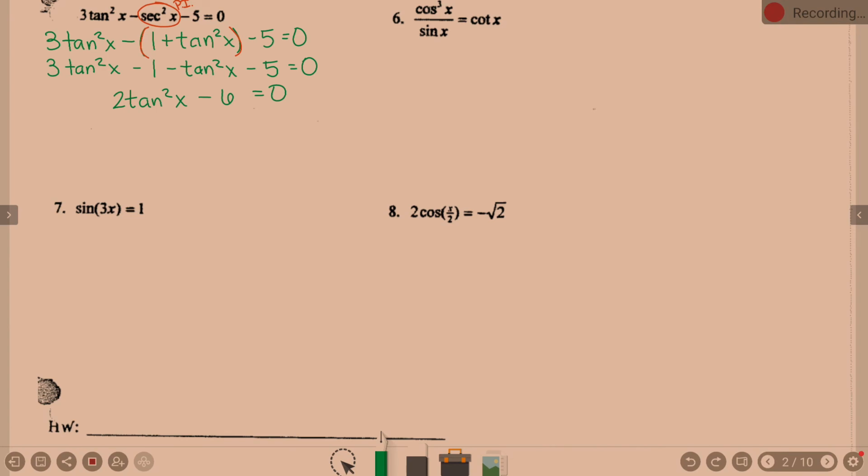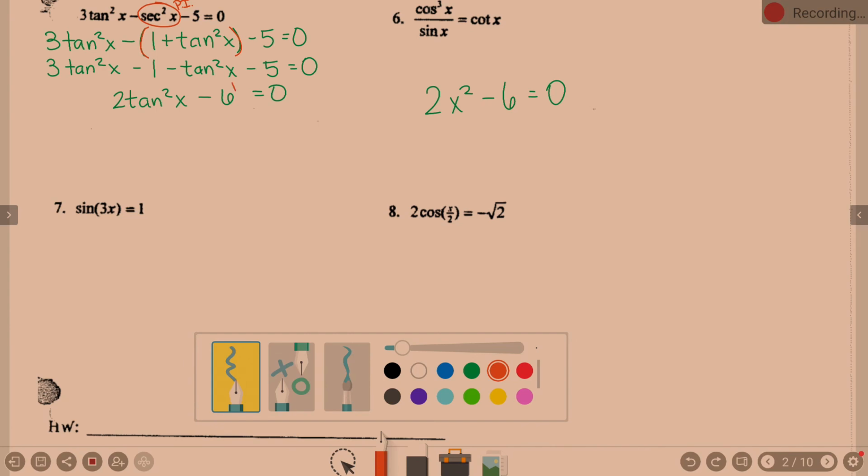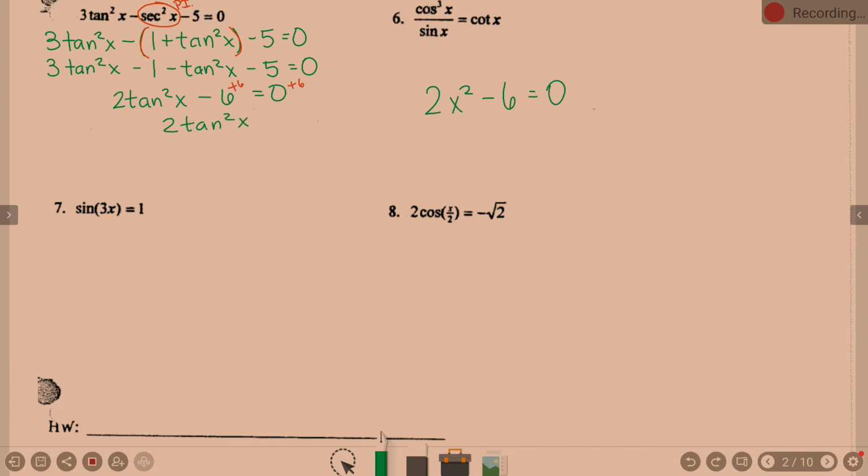And if you're looking for the, okay, what do I do? I'm going to erase this, but here's the deal. Drop out the tangent in your brain for a moment. Ask yourself, how do you solve 2x squared minus 6 equals 0? Add the 6 over, right? There's only x squared, so this is not product and sum. This is get the x squared by itself. So if I add the 6 over, then I end up with 2 tangent x squared equals 6.